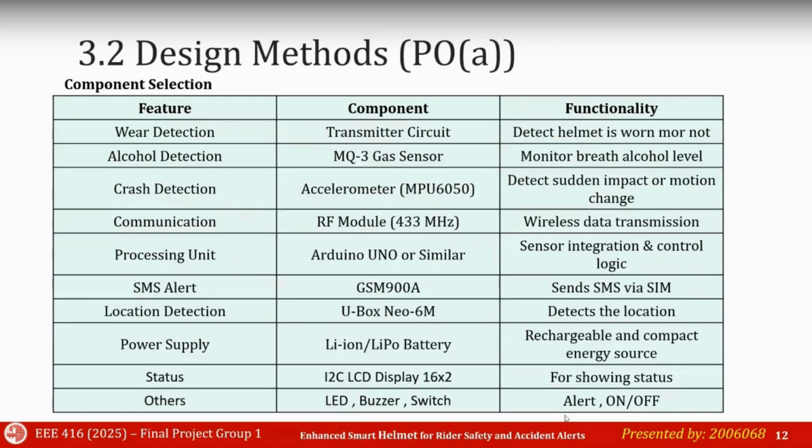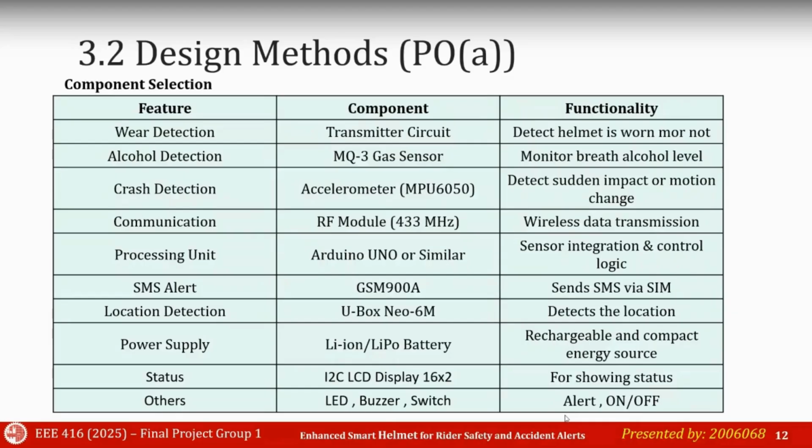So let's discuss the design method of our project. After reviewing different papers, we finally found suitable components to build our project. For wear detection, we want to use a transmitter circuit. When the transmitter circuit power is on, a status signal is sent from the transmitter circuit to the receiver circuit, and the receiver circuit detects that the transmitter circuit is on. Actually, this is used to simulate whether the helmet is on or not.